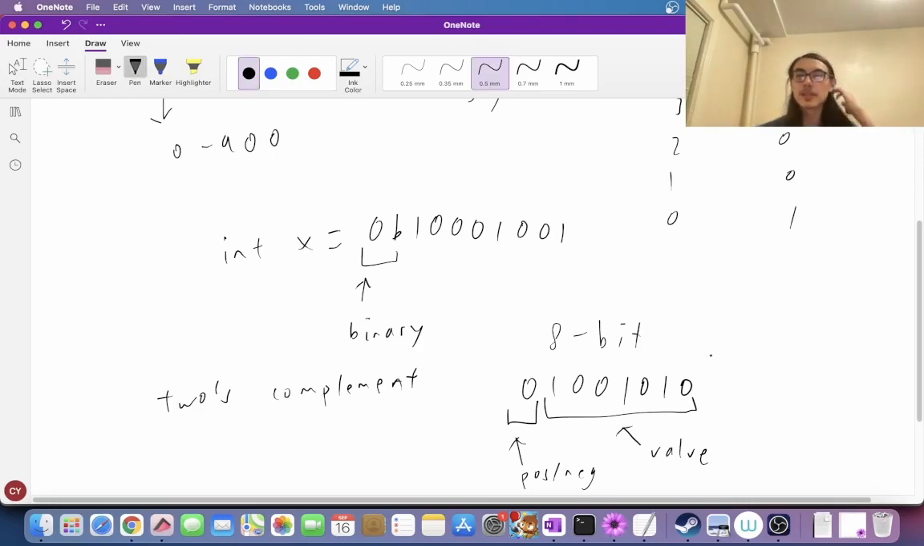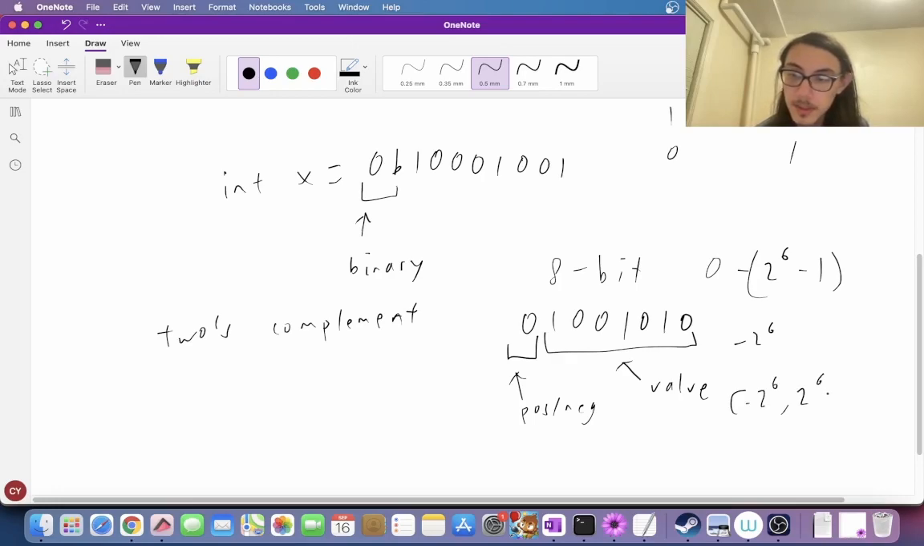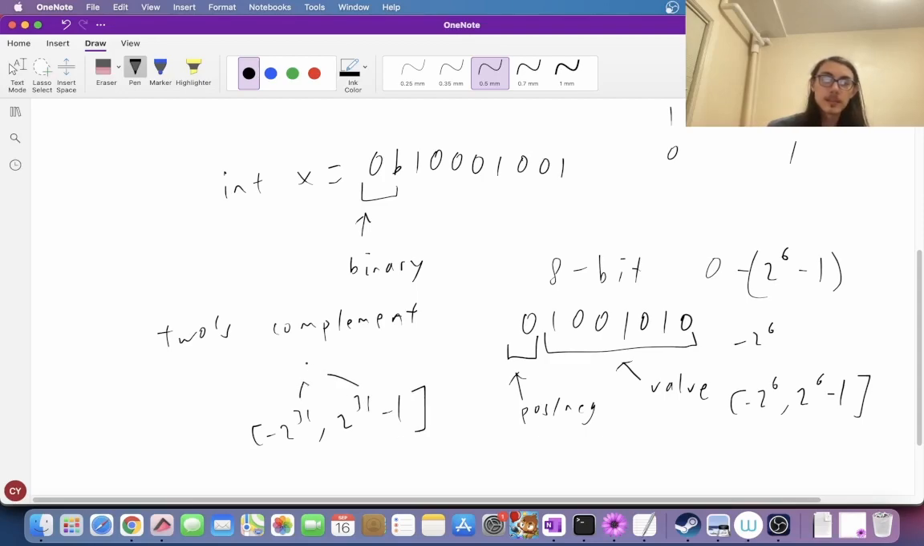So an 8-bit integer can really only represent a positive value of up to, well, it goes from all zeros, which is 0, to all ones, which is 2 to the 6 minus 1. And then on the negative side, it can go up to negative 2 to the 6th. So really the whole range is negative 2 to the 6th to 2 to the 6 minus 1. For 32-bit, the range is negative 2 to the 31, and then 2 to the 31 minus 1. And for 64, it's this, but there's 63 instead. So those are some of the common representations.